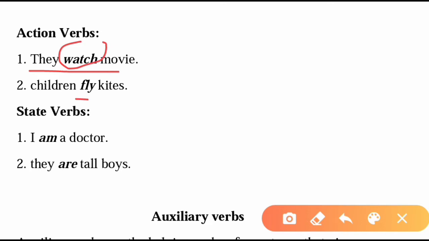So now how can we use these state verbs? You can see the example, I am a doctor. So in this example, am is the state verb and this is used here as the main verb of the sentence. That's why we can call it a lexical verb. Another example you can see, they are tall boys. So are is a lexical verb in this sentence. So this is how we can use lexical verbs as an action verb and state verb.